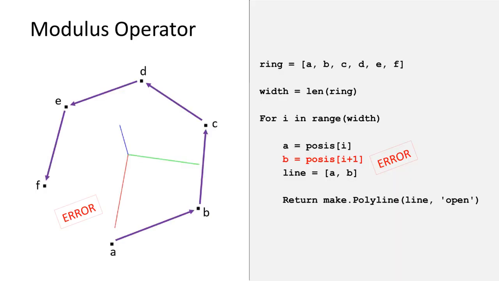The code here shows how the lines can be created using a loop. But when the loop reaches the last line, there is an error. The issue is that the loop is trying to create a line from index 5 to index 6. There is no position at index 6, so it will result in an error.